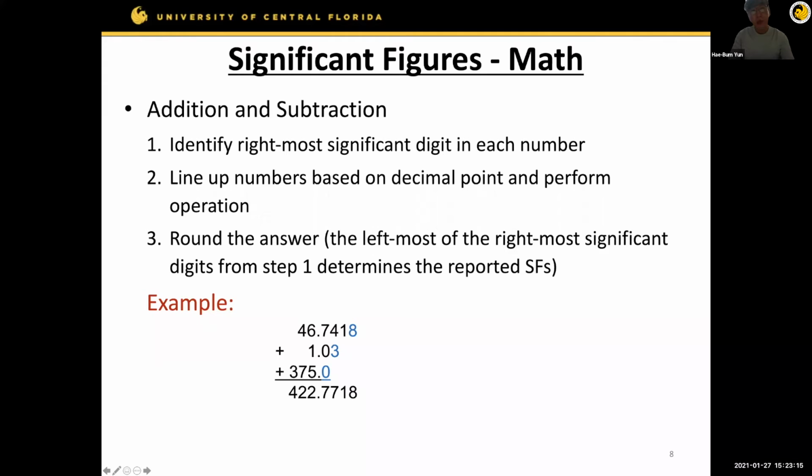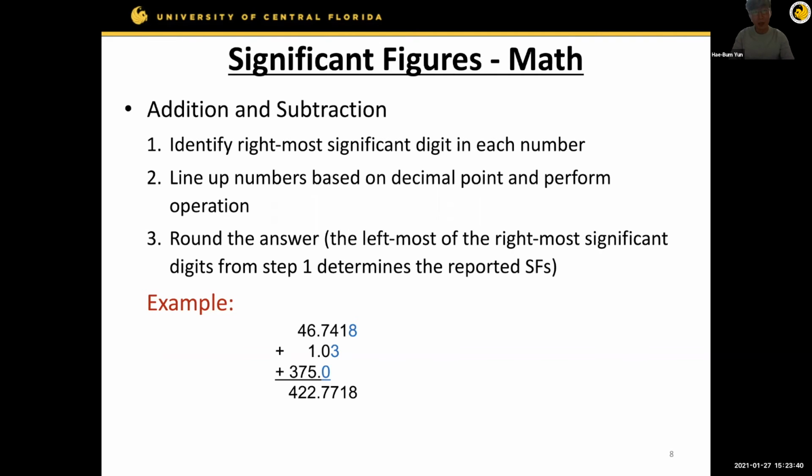And when you have 2 or more numbers, considering the significant figures, we can actually divide into 2 cases. First is addition and subtraction. Second is multiplication and division. So this is a rule for how to operate on 2 or more numbers with significant figures.